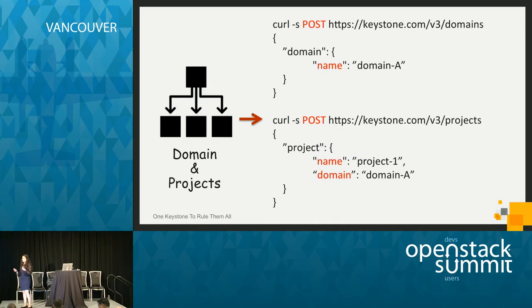Project and domain. A project is a tenant, a group, or a team in your organization if it's a private cloud. And a domain is a group of projects. It can be a company in a public cloud or another organization in a private cloud. A domain basically defines the administrative boundaries between the users and projects. And users and projects generally belong to one particular domain.